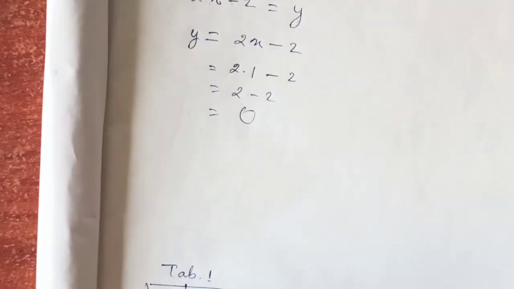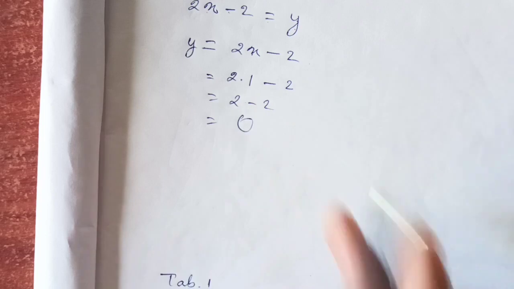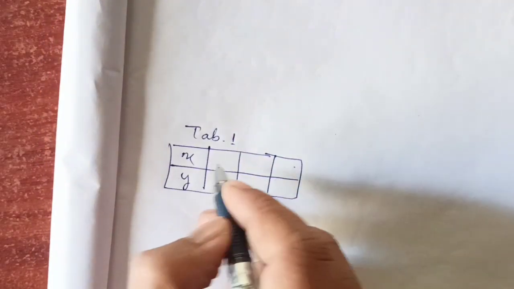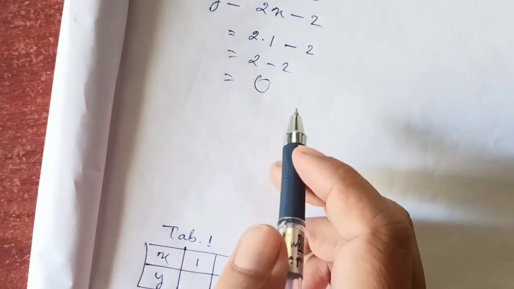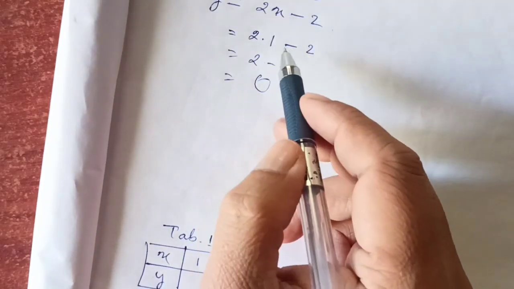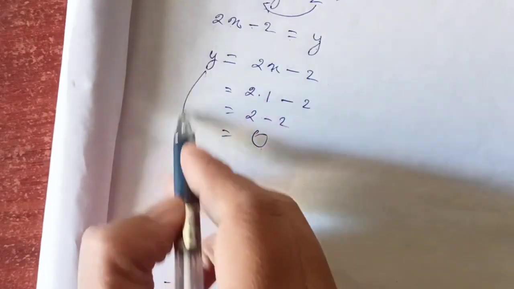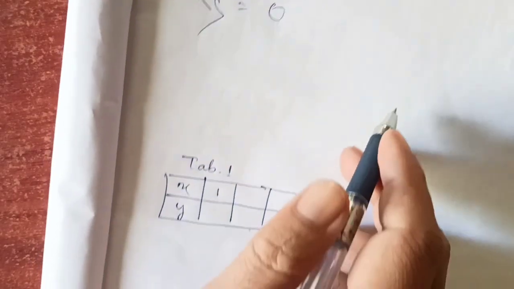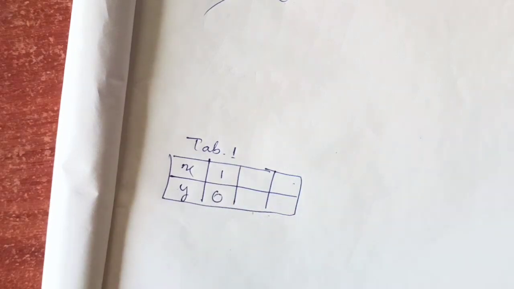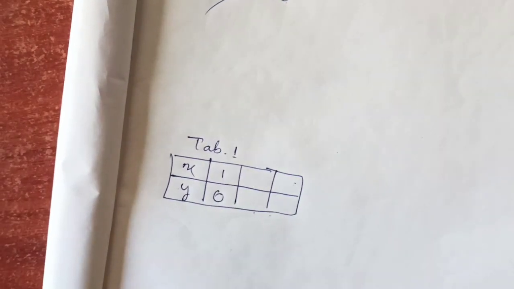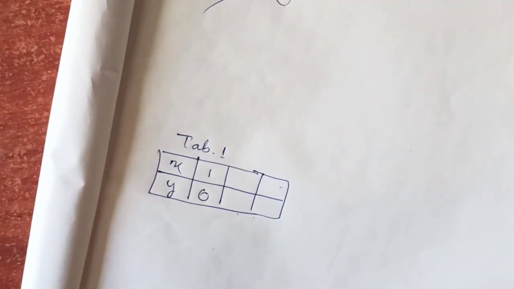Then how to insert it in the tabulation? Here, instead of x, I write 1. Now we insert the value of x as 1, and at last we get the answer as 0. That means the y value is 0. So we write the y value as 0. It is very easy to write the tabulation.